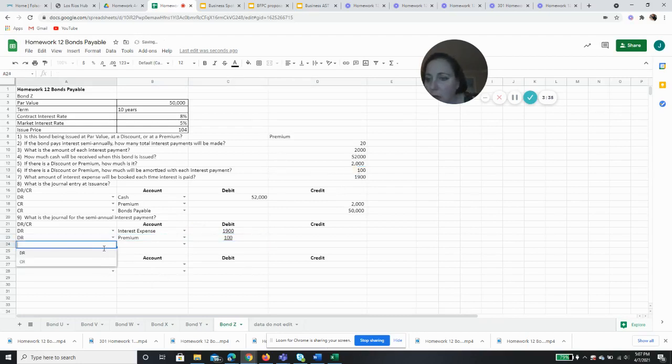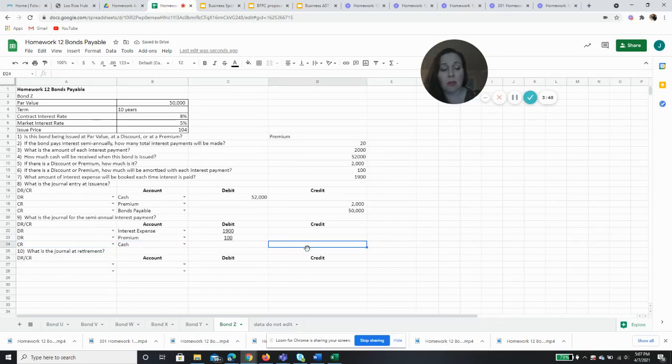And then we are going to credit our good friend cash, which makes us a little more sad than when we debit cash, because that means we are paying someone cash. But they're letting us use their $52,000, so maybe that's a fair trade-off. And we said the interest payment is going to be $2,000. So our total debits are $2,000. Our total credits are $2,000. We are happy.